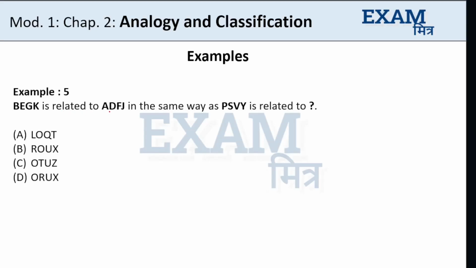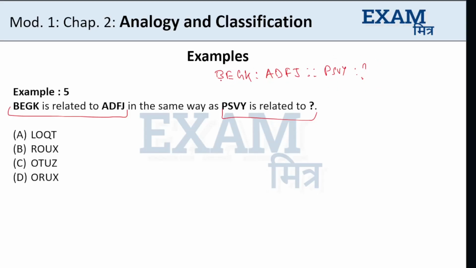BEGK is related to ADFJ in the same way as PSVY is related to this. That means if this is the relationship between these two, then how are these two related? Or if I write it in the same way, BEGK is to ADFJ as PSVY is to question mark. So the same way, we need to find the relationship between these two and then apply the relationship on this pair.